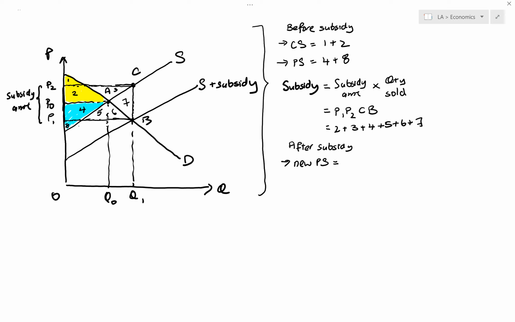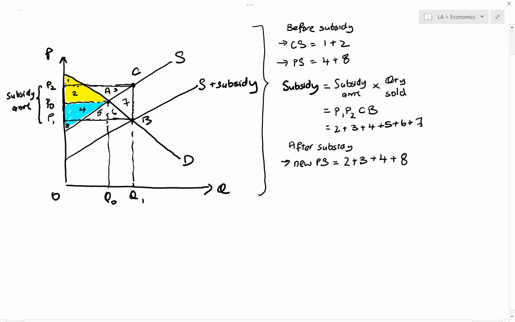But now they're going to receive P2. So what's the extra producer surplus they get? 2 and 3. So the new producer surplus is 2 plus 3 plus 4 plus 8. Even though the market equivalent price is at P1, let's say $10, the government is giving a $5 subsidy, so the producer is receiving P2, 10 plus 5, $15. Is that what I mean? So the trick is always go back to the original supply curve.